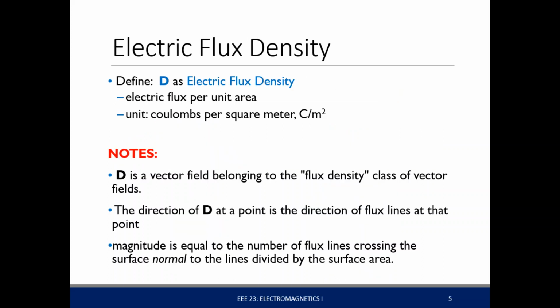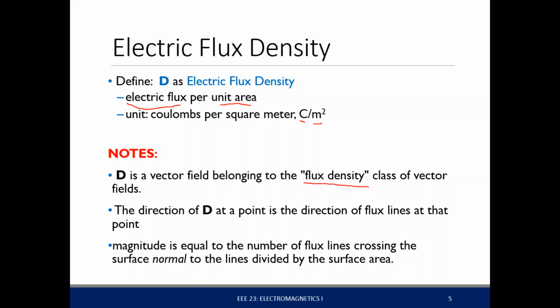Now, if we look at the electric flux density of the inner sphere and the outer sphere, first let's define it. Electric flux density is the amount of flux per unit area. So it has a unit of coulomb per meter squared, or basically charge per unit area, or actually the right way is electric flux per unit area. So this is a vector field from the flux density class of vector fields.